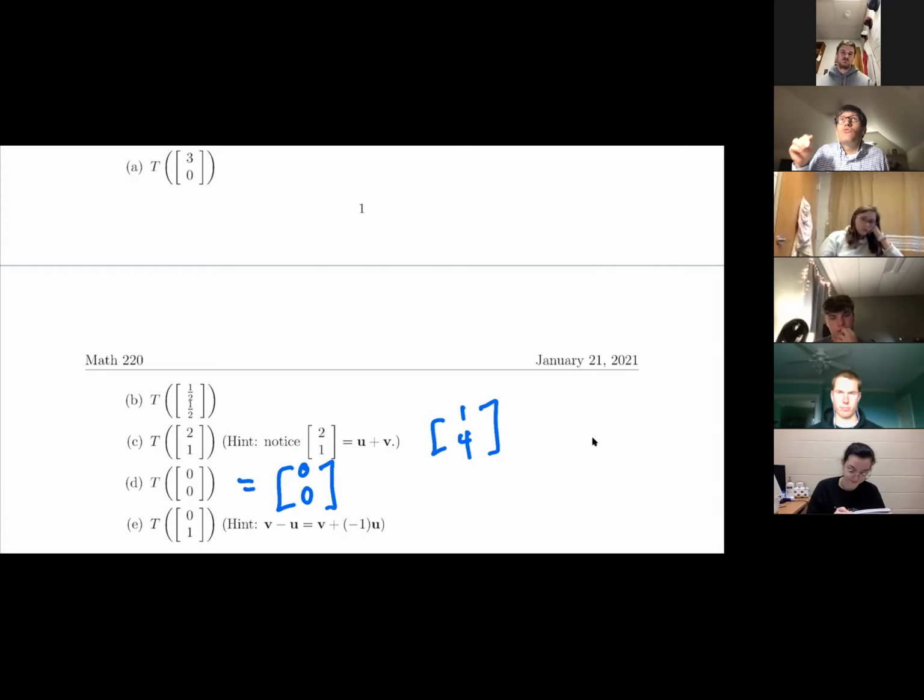In fact, your group just proved that (0, 0) always has to go to (0, 0), right? The vector 0 is always sent to the vector 0 by a linear transformation because of that second property. Good. So any questions about part D? Great explanation, Jeet. Thank you.